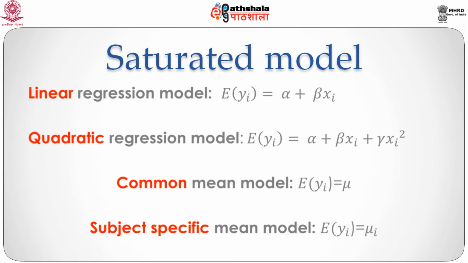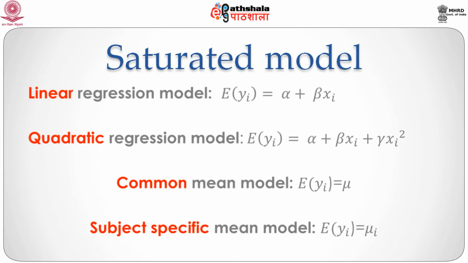The second model is the quadratic regression model. So this is slightly more general in the sense that it allows for a third covariate xi squared and the third coefficient gamma. So the quadratic regression model is given by expectation of y equal to alpha plus beta xi plus gamma xi squared. Of course, the linear regression model is a special case of the quadratic regression model in the sense that we would get the linear regression model if gamma turns out to be equal to 0.